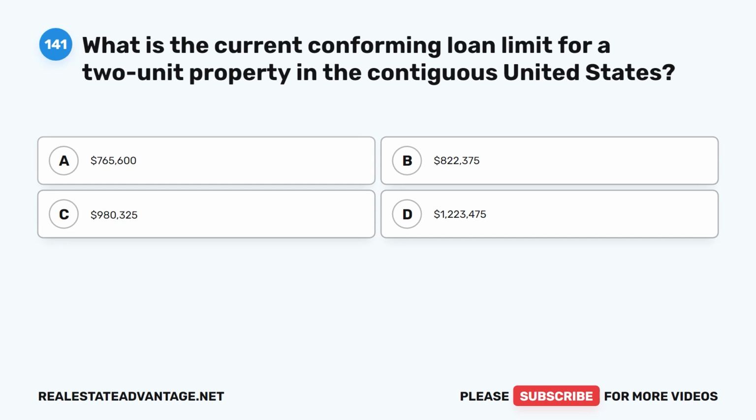Question 141. What is the current conforming loan limit for a 2-unit property in the contiguous United States? A. $765,600. B. $822,375. C. $980,325. D.